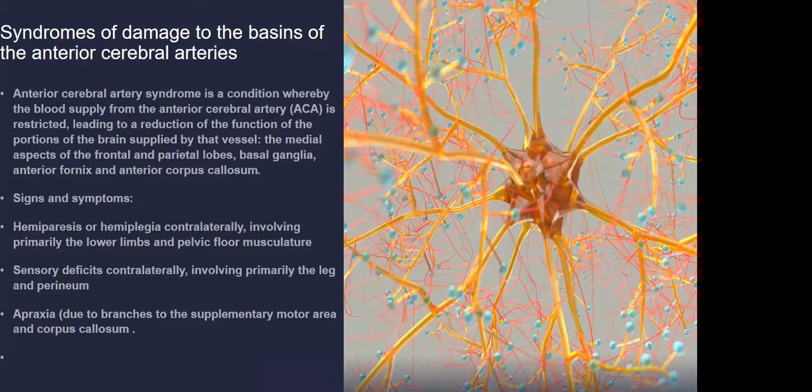The medial aspect of the frontal and parietal lobes, basal ganglia, and the anterior fornix and anterior corpus callosum. Signs and symptoms: hemiparesis or hemiplegia contralaterally, involving primarily the lower limbs and pelvic floor musculature. Sensory deficits contralaterally, involving primarily the leg and perineum. Apraxia due to branches to the supplementary motor area and the corpus callosum. Next.